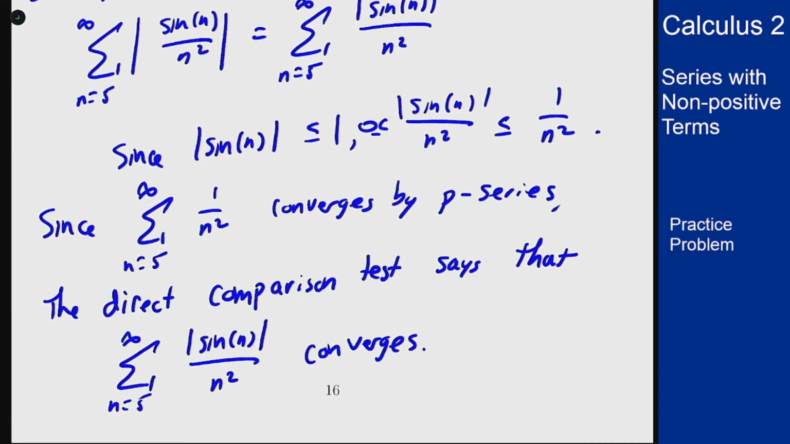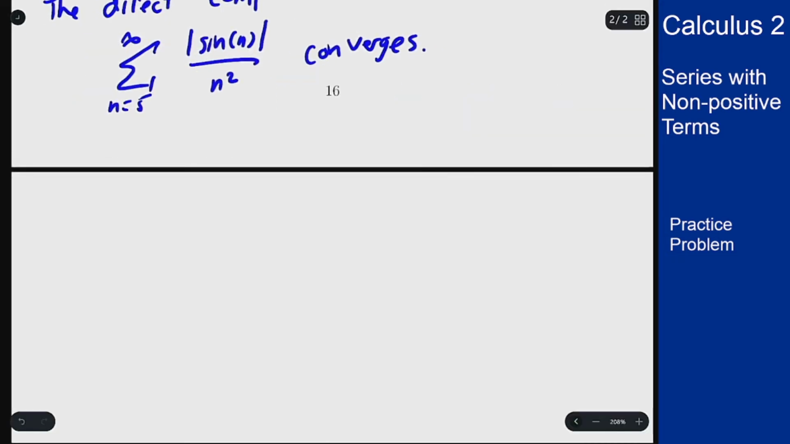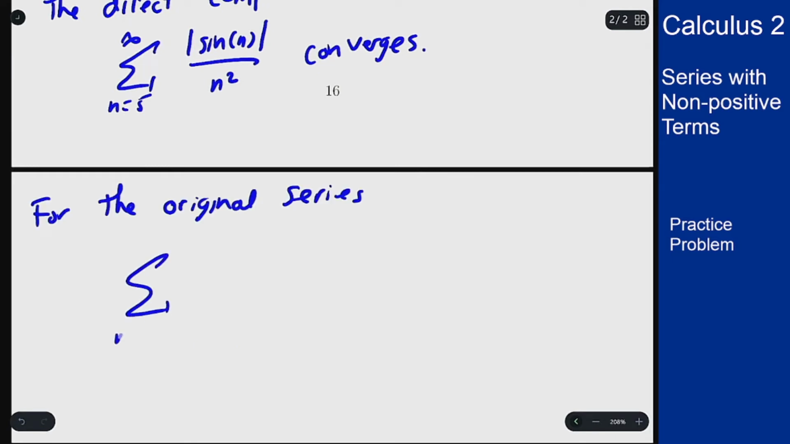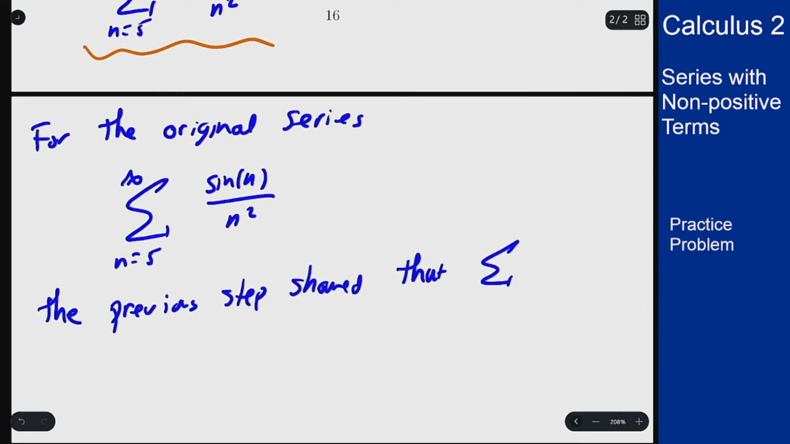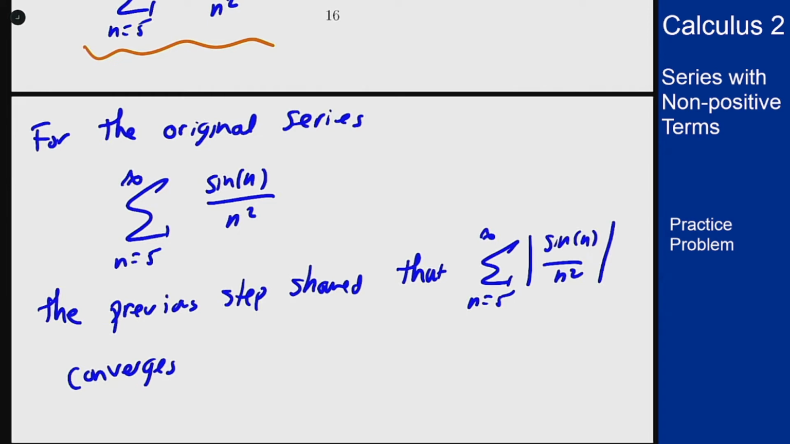However, that was not the series in question here. So for the original series, the sum from n equals 5 to infinity of just sine of n over n squared, our previous work shows that the absolute value of our series converges. The previous step showed that the series from 5 to infinity of the absolute value of this term converges. That was our direct comparison test argument. So therefore, my original series converges absolutely, and therefore converges.